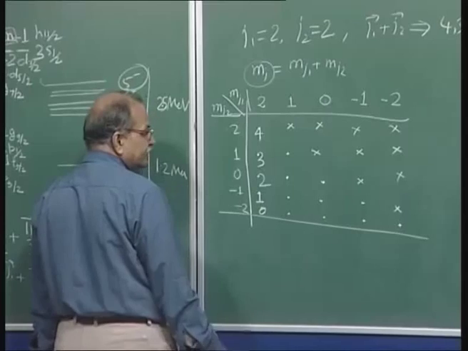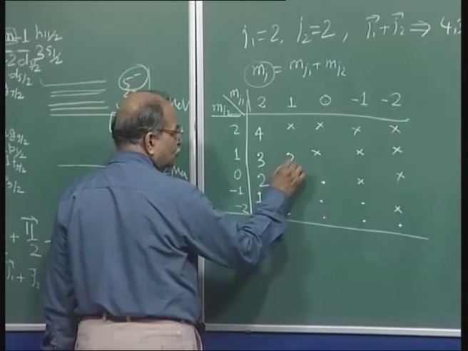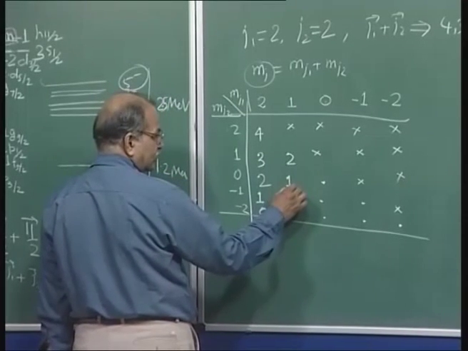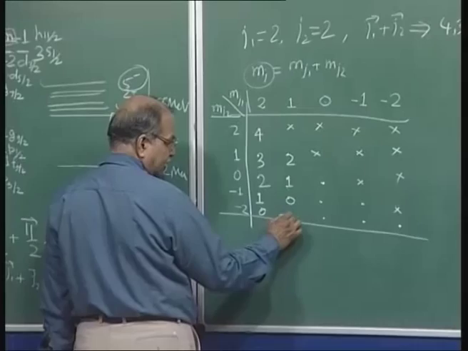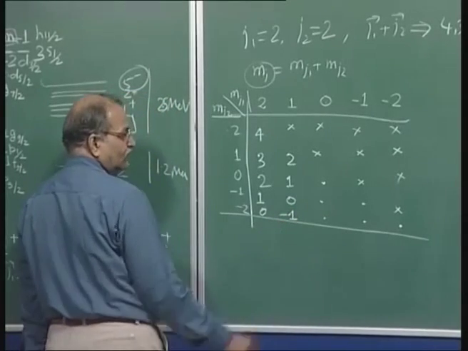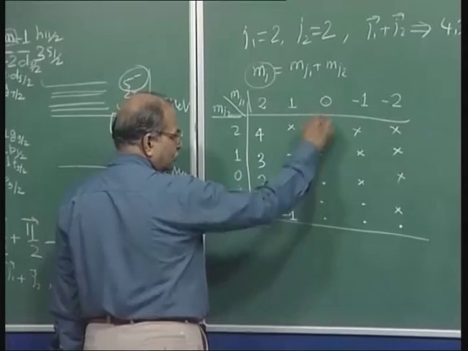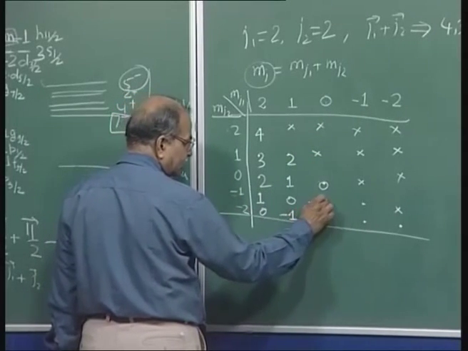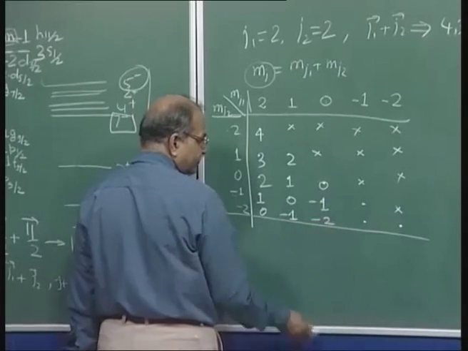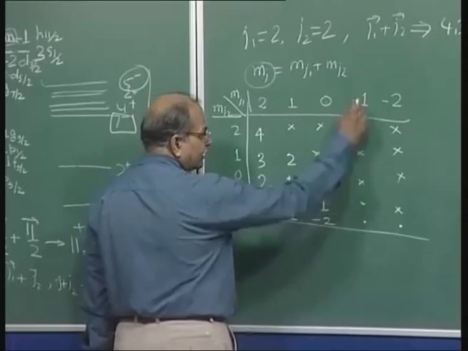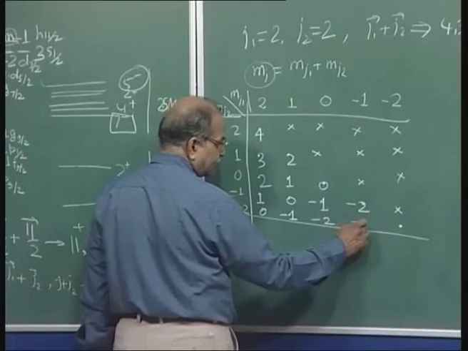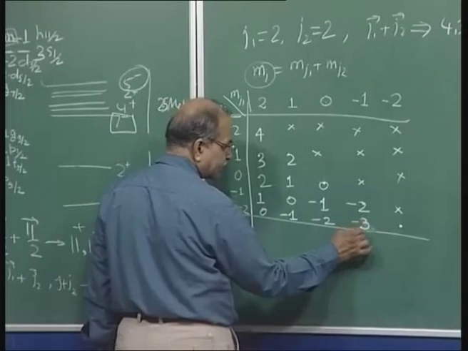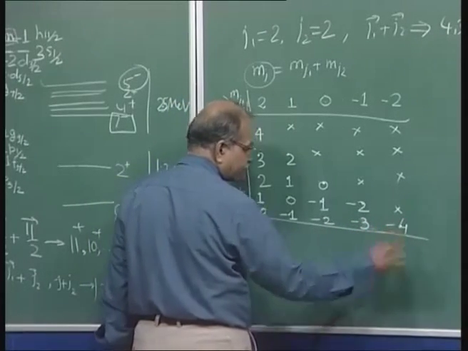Just for counting business, here it will be 2, here it will be 1 and here it will be 0 and here it will be minus 1. Then this one 0 plus 0 is 0 here and 0 plus minus 1 is minus 1 here and minus 2 here, and this one minus 1 and minus 1. So, minus 2 here and minus 1 here, minus 3 here, okay, minus 3 here, and this one is minus 4.